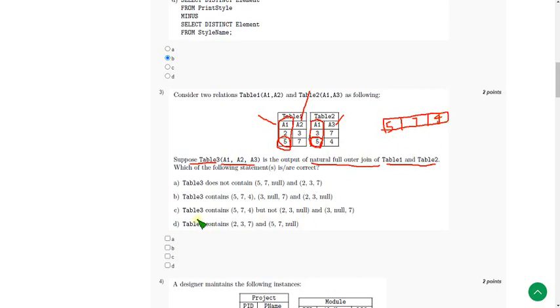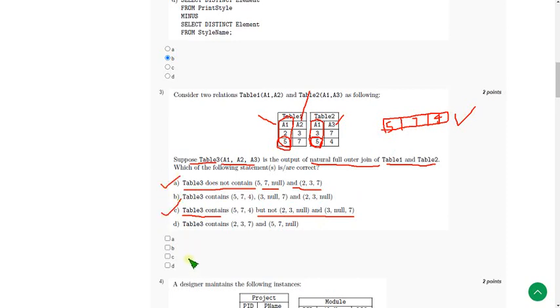So the probable answer, there are two answers. The first one is option A. Table 3 does not contain 5 7 null and 2 3 7, because they did not exist in this probable table. And the other answer could be option C. Table 3 contains 5 7 4 but not 2 3 null and 3 null 7. So I hope the answers are A and C.